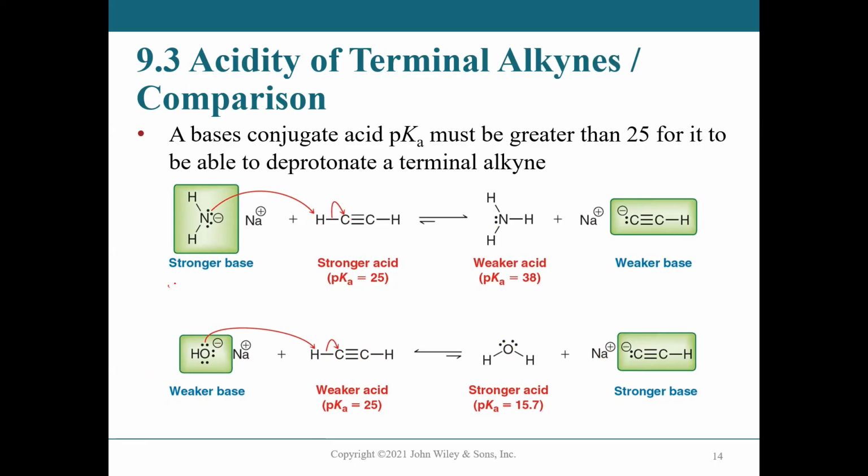So this reaction is going to proceed. If we just read this, it says a base's conjugate acid pKa must be greater than 25 to satisfy this for it to be able to deprotonate. We're not going to be able to deprotonate this as much right here because the base's conjugate acid is 15.7. It's a stronger acid, that means. So the weaker the acid, the stronger the base, so it's more likely to be deprotonating the terminal alkyne.